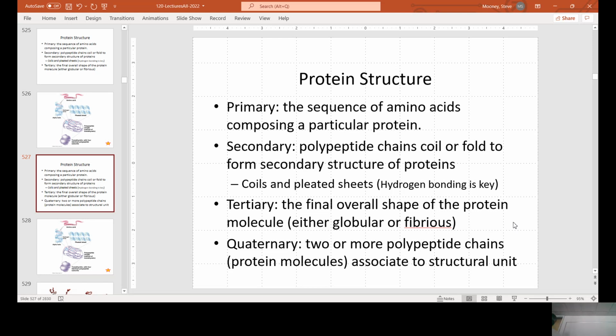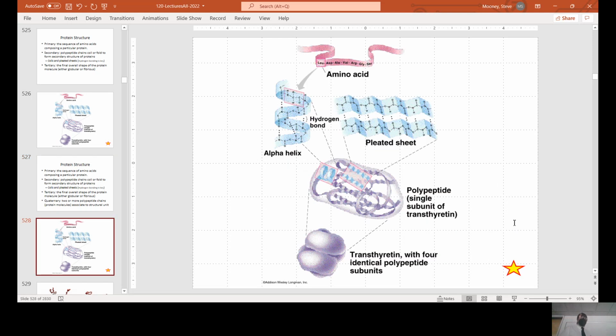So you can see how one determines the other. Which amino acids we have present? Do they like water? Do they not like water? The order they are in is the first level, and then that determines each interaction after that.